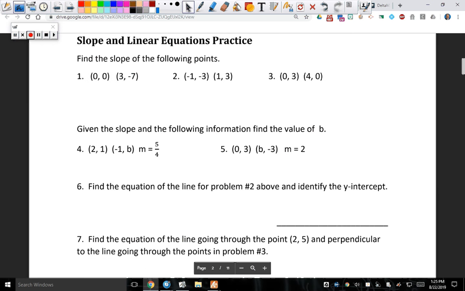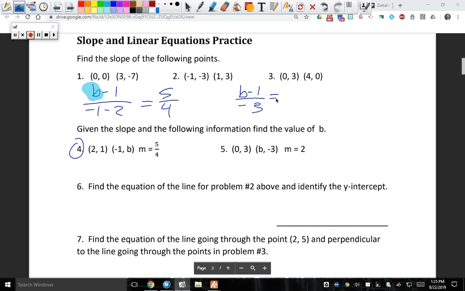All right. So what we're going to do is let's go to number 4. And we're going to find the value of b that will give us a slope of 5/4. Okay? We know y2 minus y1. I would put b minus 1 over -1 minus 2. Because my focus is to try as much as possible keep that positive for speed. So I have b minus 1 over -3 is equal to 5/4.